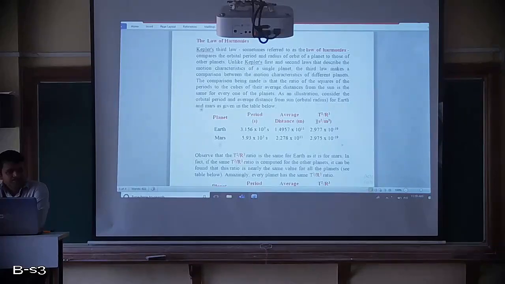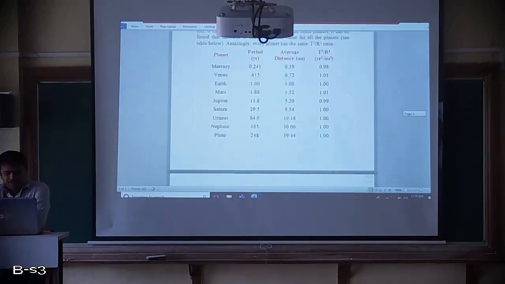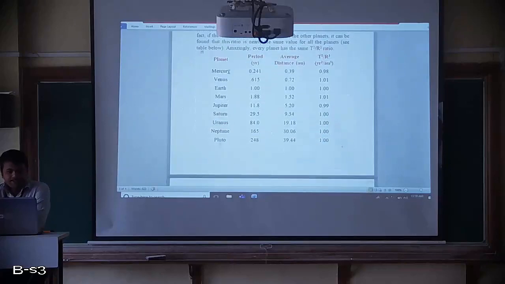It will not change. So this is the third law of Kepler, or else we can call it the law of harmonies. If you want to check for other planets, we have got numbers here. Mercury has a period of 0.241 year and a distance of 0.39, and finally this is 0.98. Venus is 1.011, Earth is 1, Mars is 1.01, Jupiter is 0.9, and Saturn is 1, Uranus 1, Neptune 1, Pluto 1. Almost all the numbers are around 1 only.